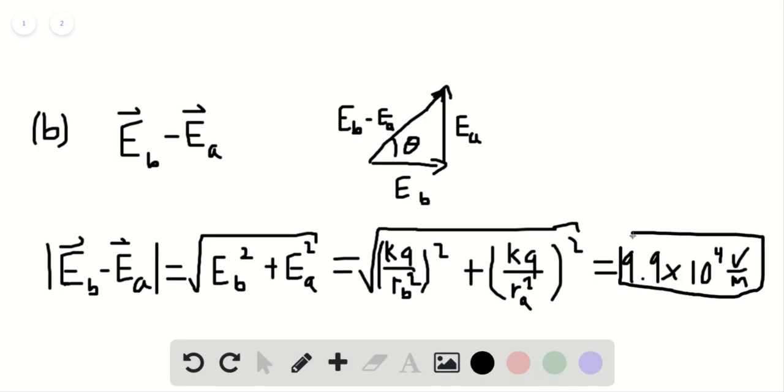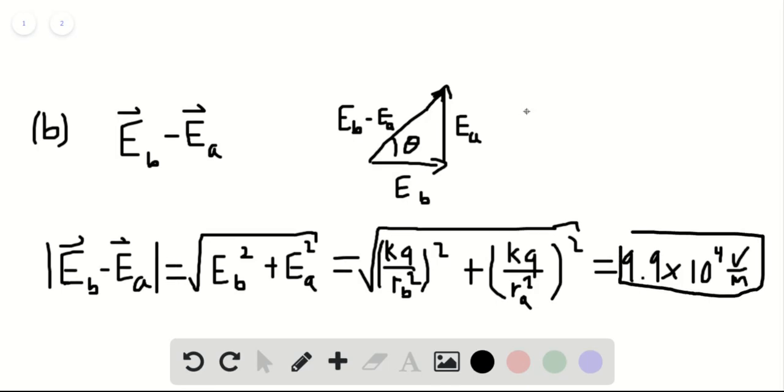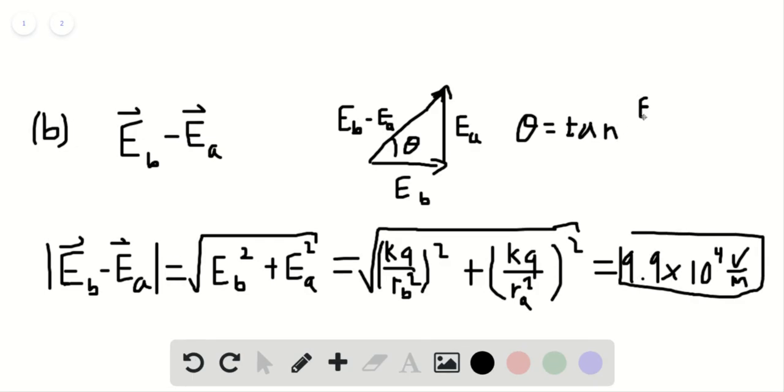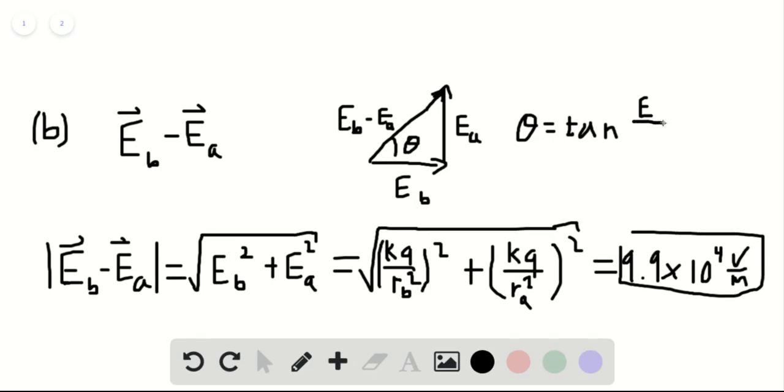We're also asked to find direction. Well, using our trigonometric identity, the tangent of theta is equal to the opposite over the adjacent. So it's equal to E sub A over E sub B. So therefore, theta is equal to the inverse tangent of E sub A divided by E sub B.